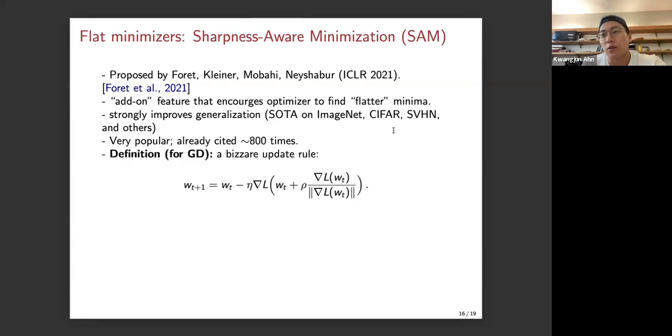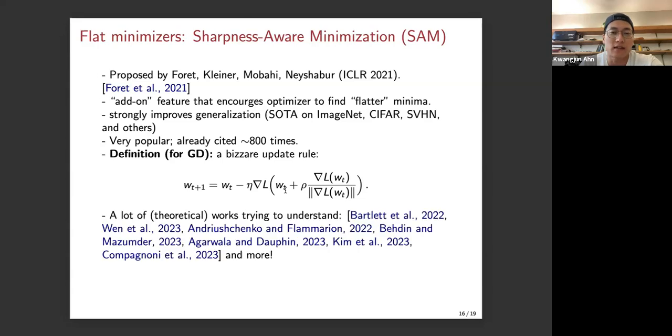I told you that it's an add-on feature for any base optimizer you choose. If you choose GD as the base optimizer, it looks like this. Instead of taking the gradient step, you collect the gradient from one step of normalized gradient ascent and use that gradient to do the descent. It's quite bizarre. In particular, if rho is chosen to be 0, then it recovers just standard gradient descent.